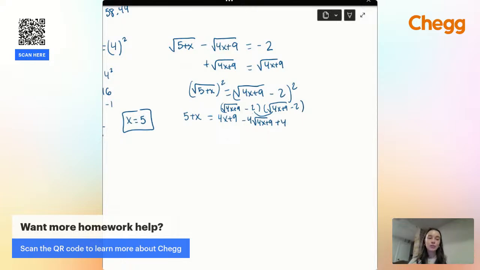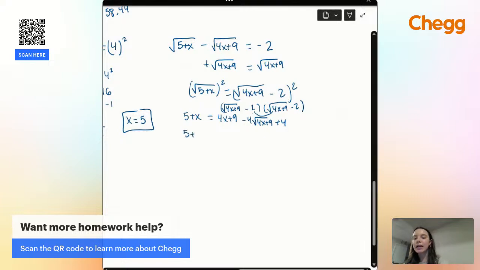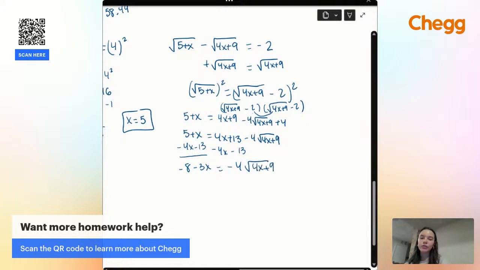And then we just want to solve for x. So it's going to get a little funky, but basically we're going to combine like terms. So we have 5 plus x equals 4x plus 13 minus 4 times the square root of 4x plus 9. Then let's do some combining like terms. We're going to subtract 4x and 13 on both sides. We're going to get -8 minus 3x equals -4 times the square root of 4x plus 9.